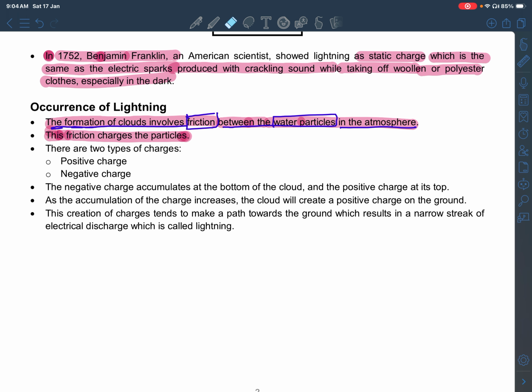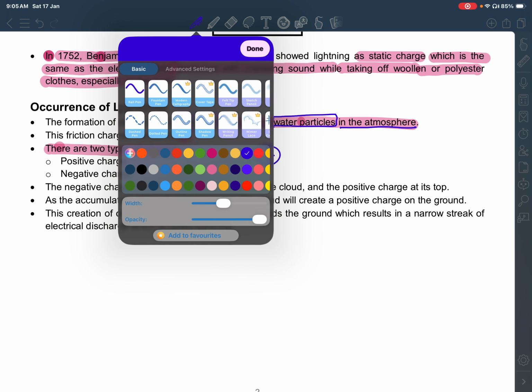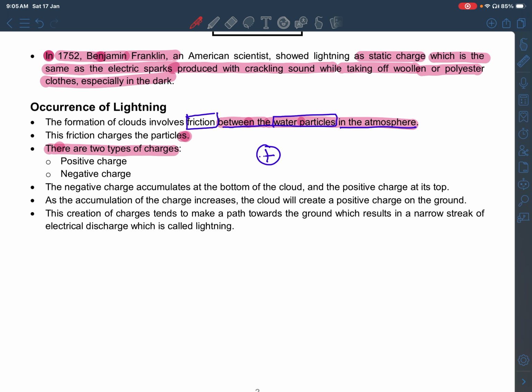So now look here, there are two types of charges. The first one, positive charge, and the next one, negative charge. Positive charge and negative charge. So now let's discuss about that. These charges come from the atom.